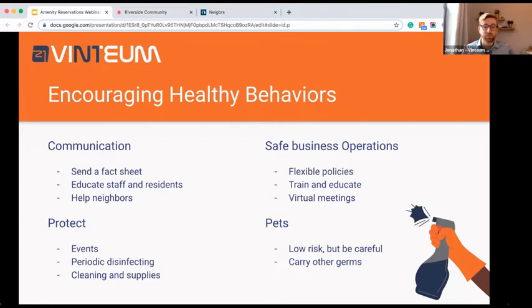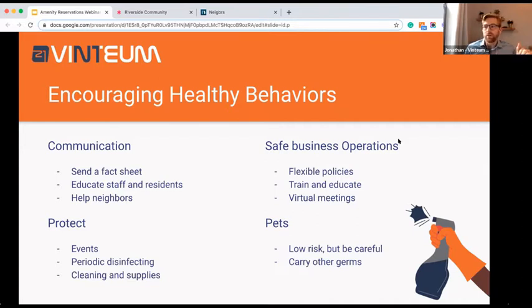Also, another consideration is pets. Right now, we know that they're pretty low risk as far as transferring of COVID, but they also carry other germs. So if you're going around petting a bunch of other pets, make sure that you wash your hands after. If you get a common cold, that could still reduce your immunity, your immune system.